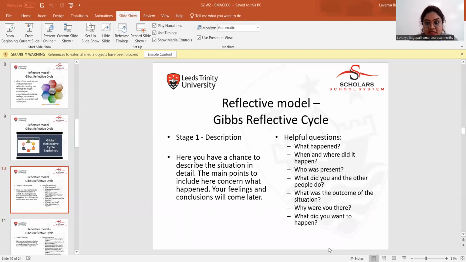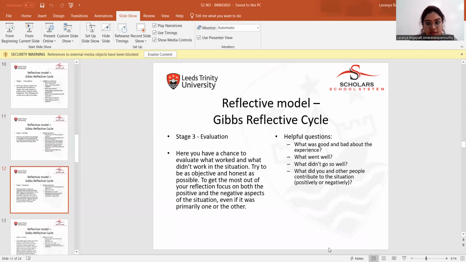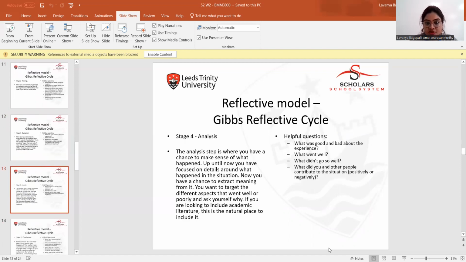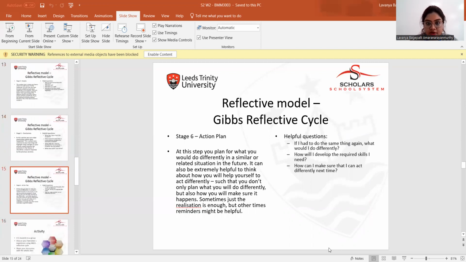Every stage is explained in detail in the module slides, in the lecture slides. You can find these slides on Moodle. You can download them for your reference.